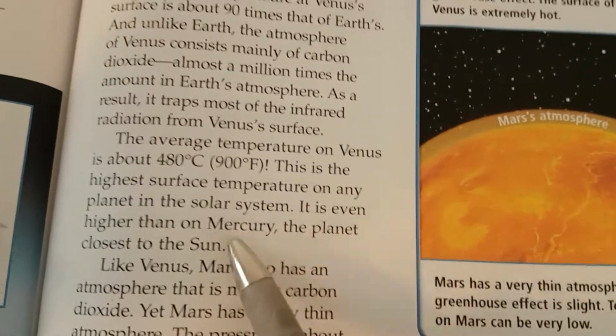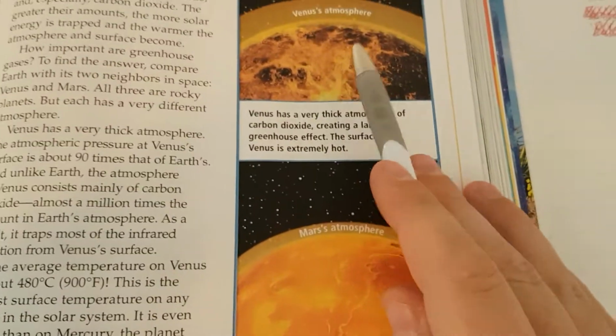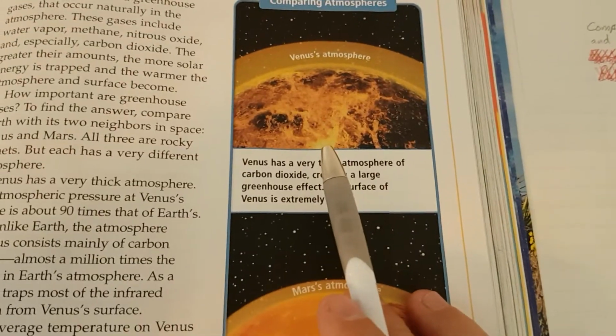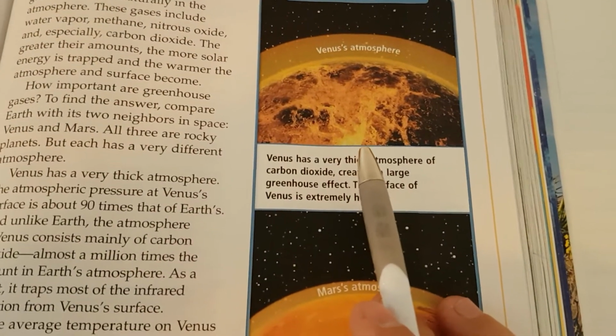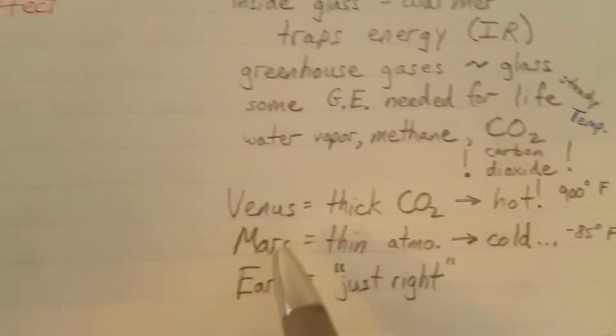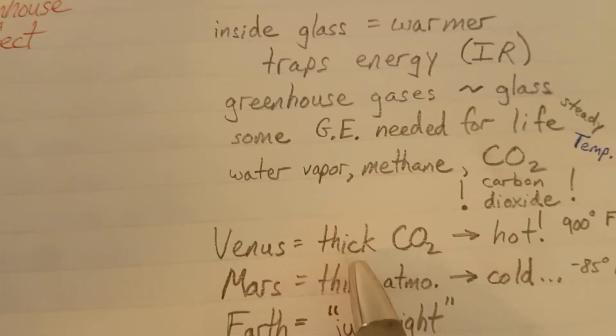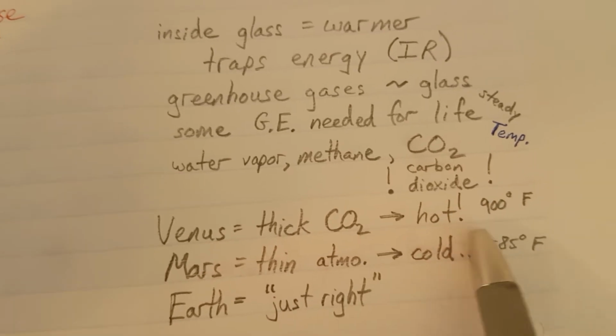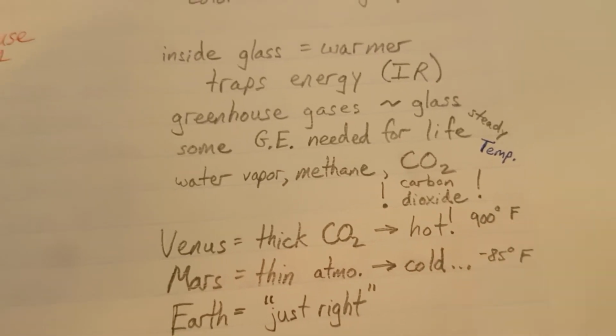So Mercury is closer than Venus to the Sun, but Venus is still hotter because of all this thick atmosphere trapping all that energy, all that infrared radiation inside. Okay, Venus equals thick CO2, arrow, hot, exclamation point, 900 degrees Fahrenheit.